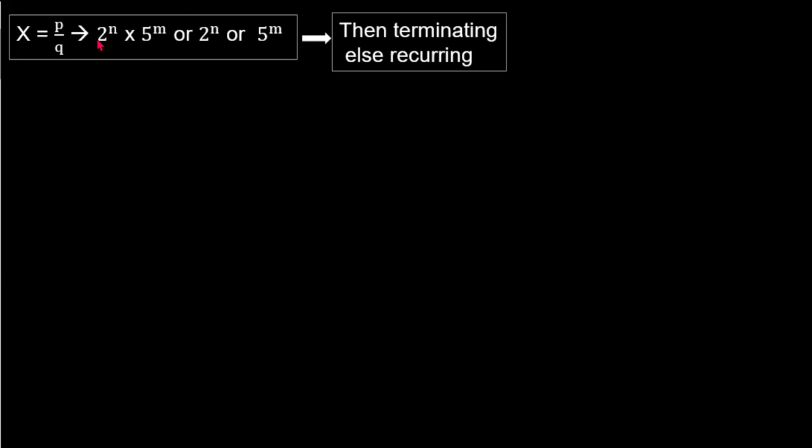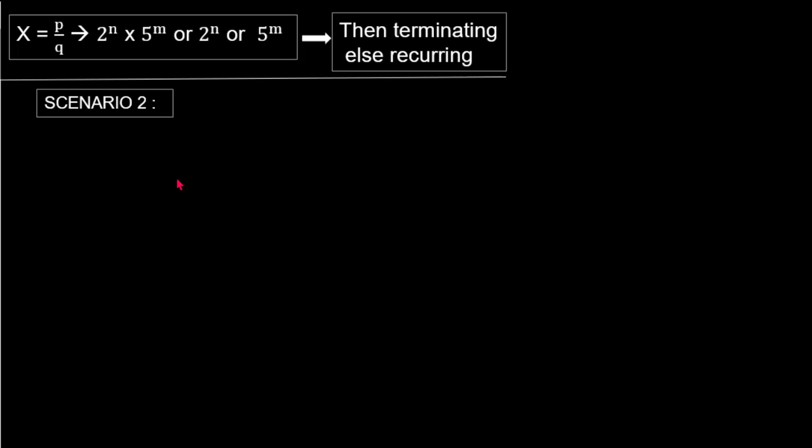If q is in this form, then only we say that it's terminating, in all these cases. Otherwise, if it is not in this form, we say it's recurring. So this is the concept or crux of both the theorems which we will be employing. So you remember this at the end.